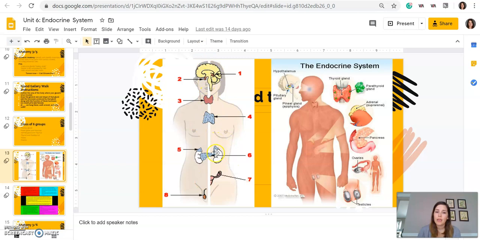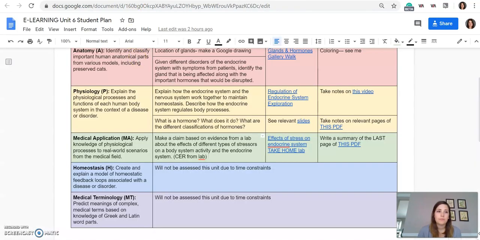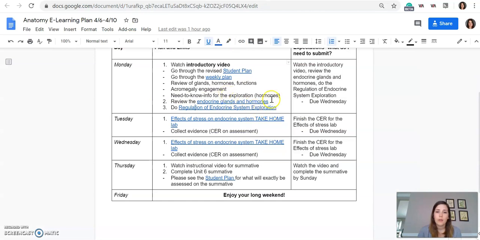So we need to know the location of these glands, but we also need to know the important hormones that they produce, which again are located, sorry, one second, right here, the endocrine glands and hormones.